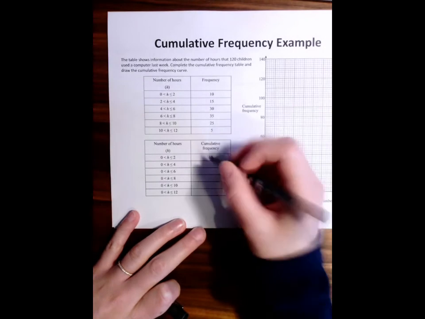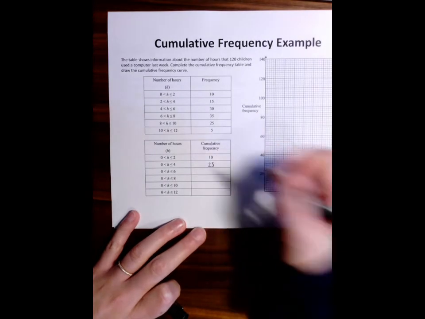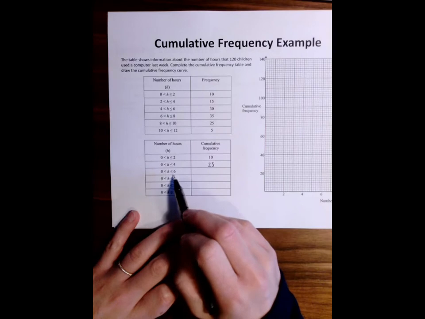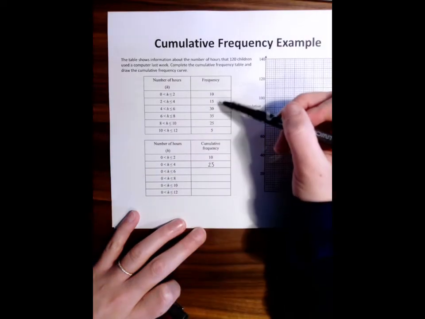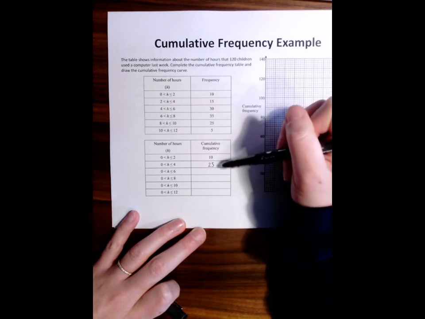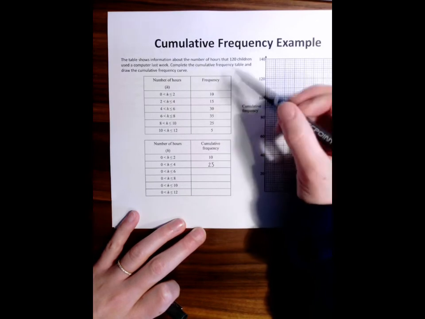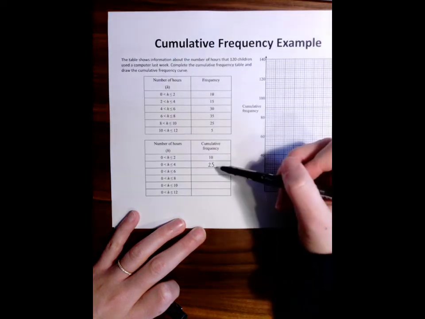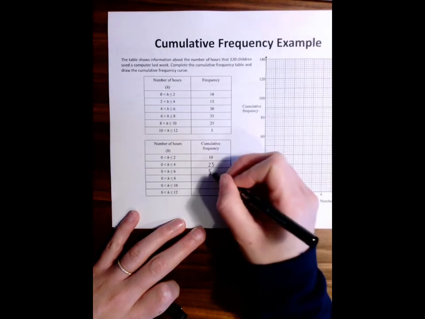So 10 add 15 is 25. Then the next part is 0 to 6. So now this becomes these three categories all added together. So what you're effectively doing is making a running total down here for the cumulative frequency. Okay, so then we'd have to do 10, 15 add 30, or we could just take the 25 that we previously added and add on 30 more.